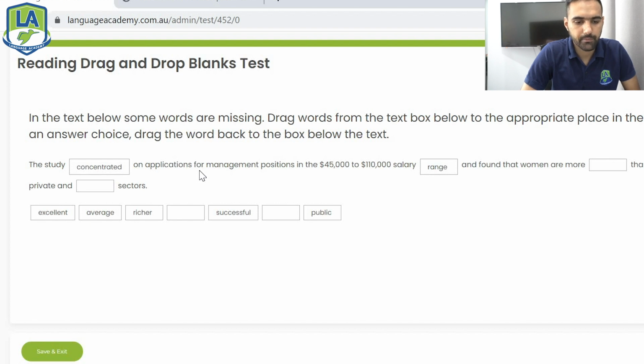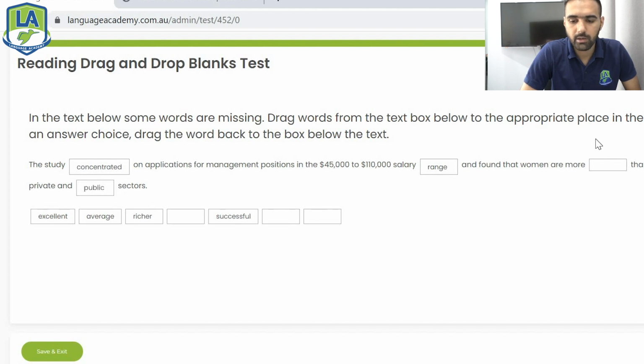More excellent, nah, more average, nah, more richer can be, but we don't really have any information about anyone being rich over here, right? Rich is always used with the total net worth. We don't have any net worth over here. That women are more dash than men in both private and dash sector. Public sector, let's solve this first and then maybe we are able to figure out this better. So what will be women better than men in both public and private sector?